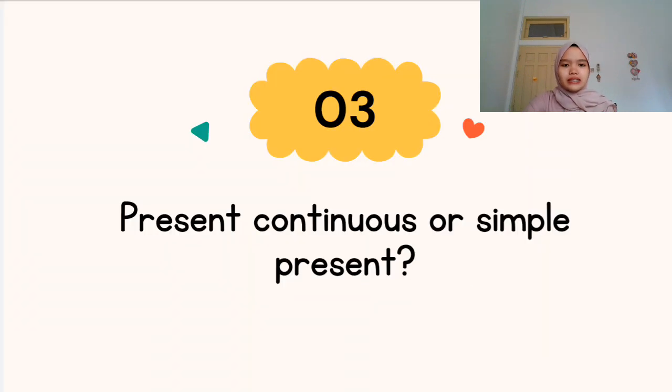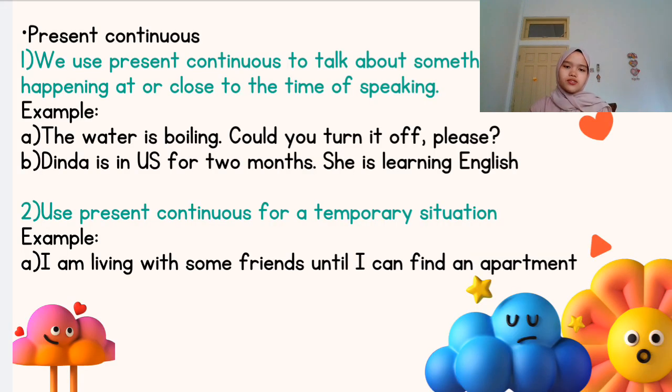And number 3 is present continuous or simple present. For present continuous, as I said before, we use present continuous to talk about something that's happening at or close to the time of speaking. For example, the water is boiling. Could you turn it off, please? Or maybe, Dinda is in the US for 2 months. She is learning English. We use present continuous here.